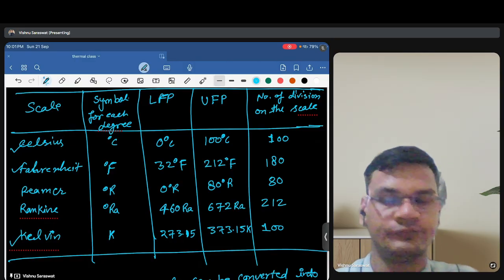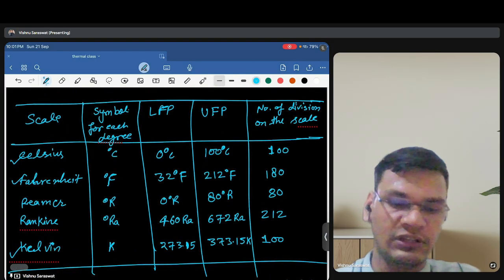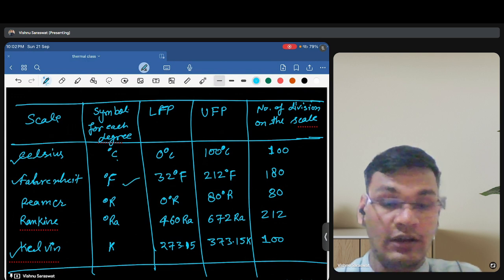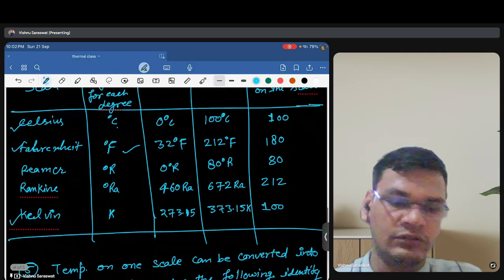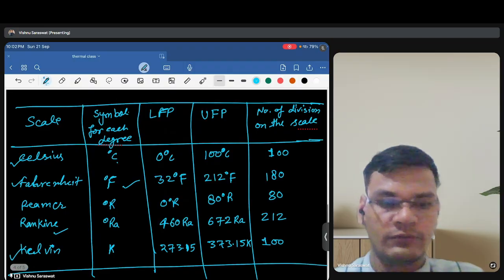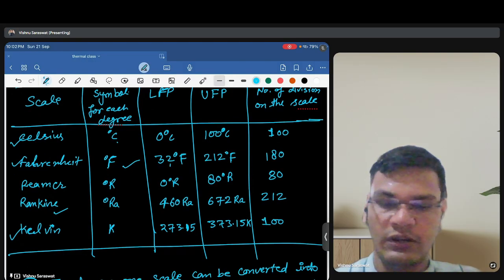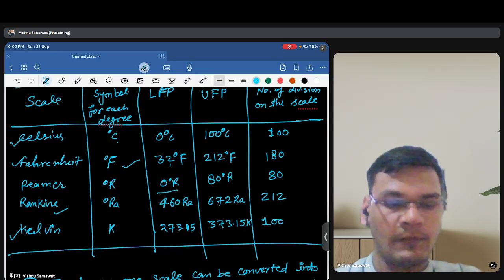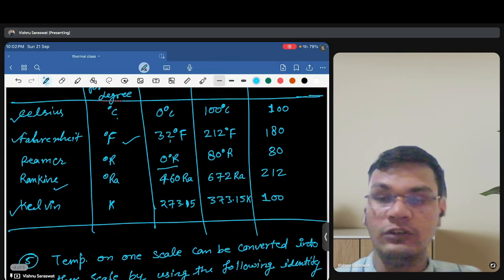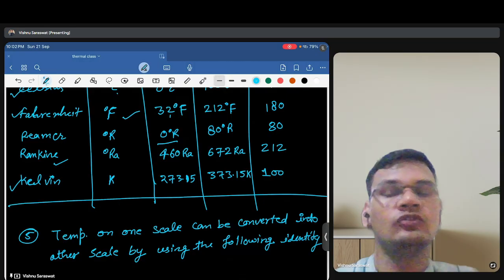Rankine, and Kelvin. As already discussed, the symbol for Celsius is degree C, Fahrenheit is degree F, Reaumur is degree R, Rankine is degree Ra, and Kelvin is K. So the lower fixed point is 0 degrees on the Celsius scale, 32 degrees on the Fahrenheit scale, 0 degrees on the Reaumur scale, 460 degrees on Rankine, and 273.15 on the Kelvin scale.